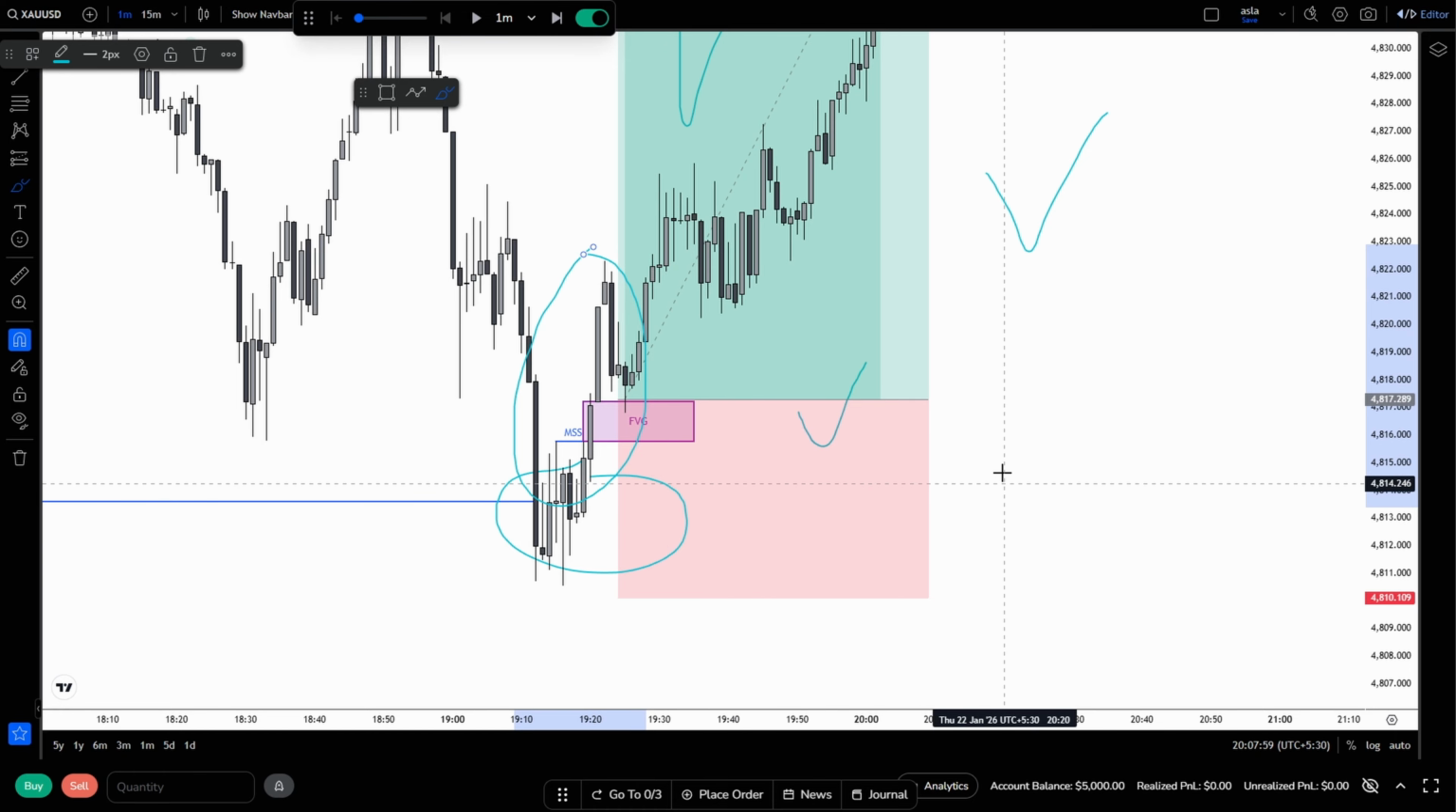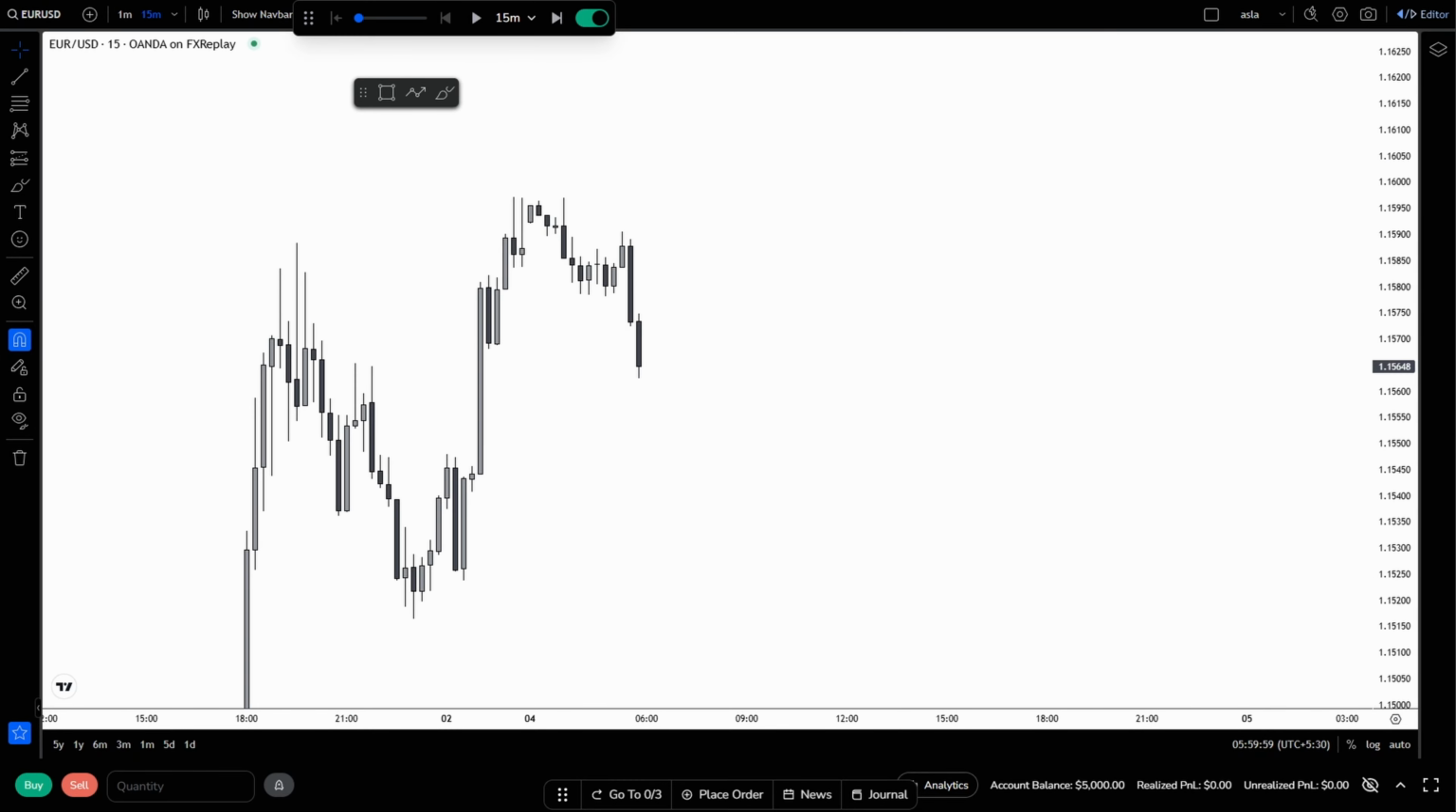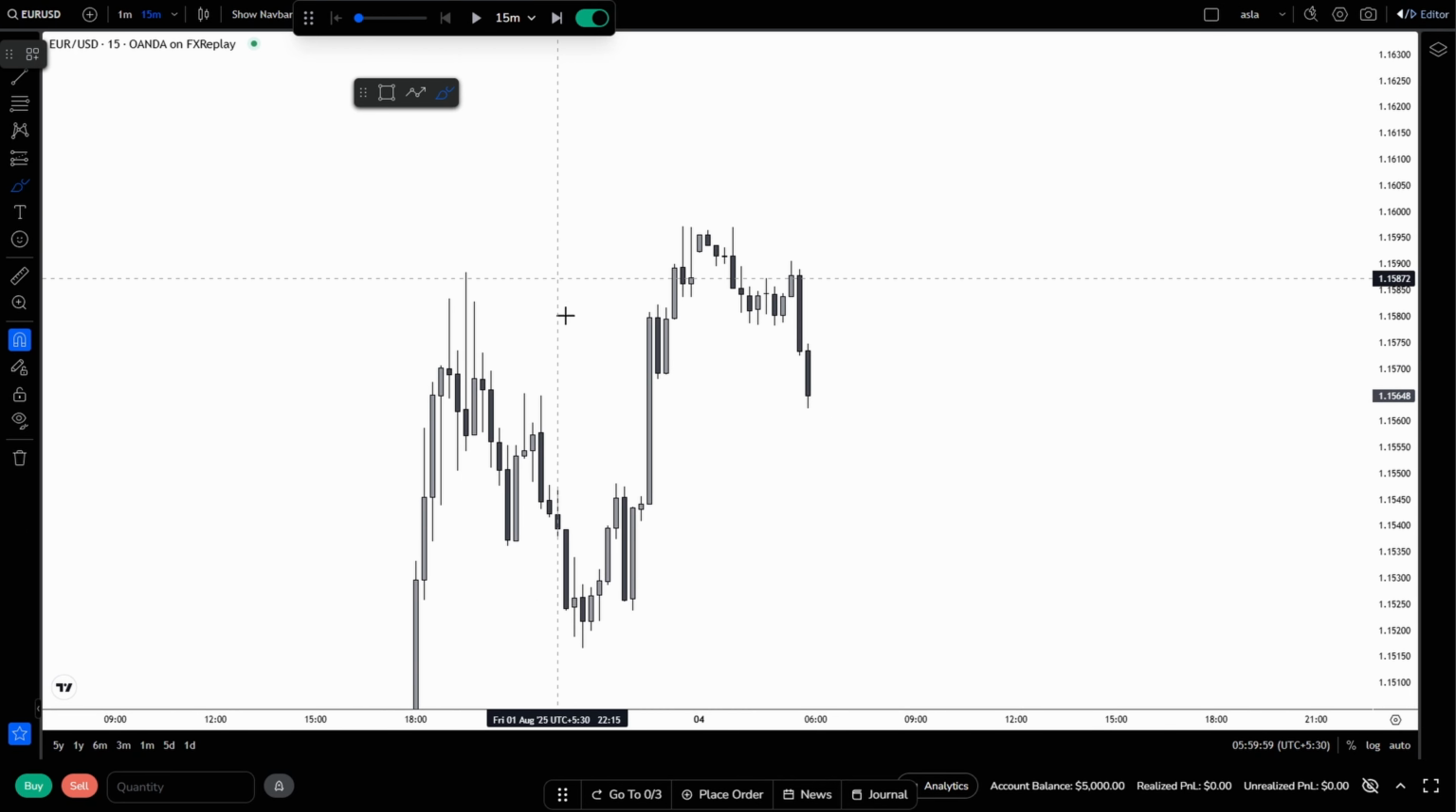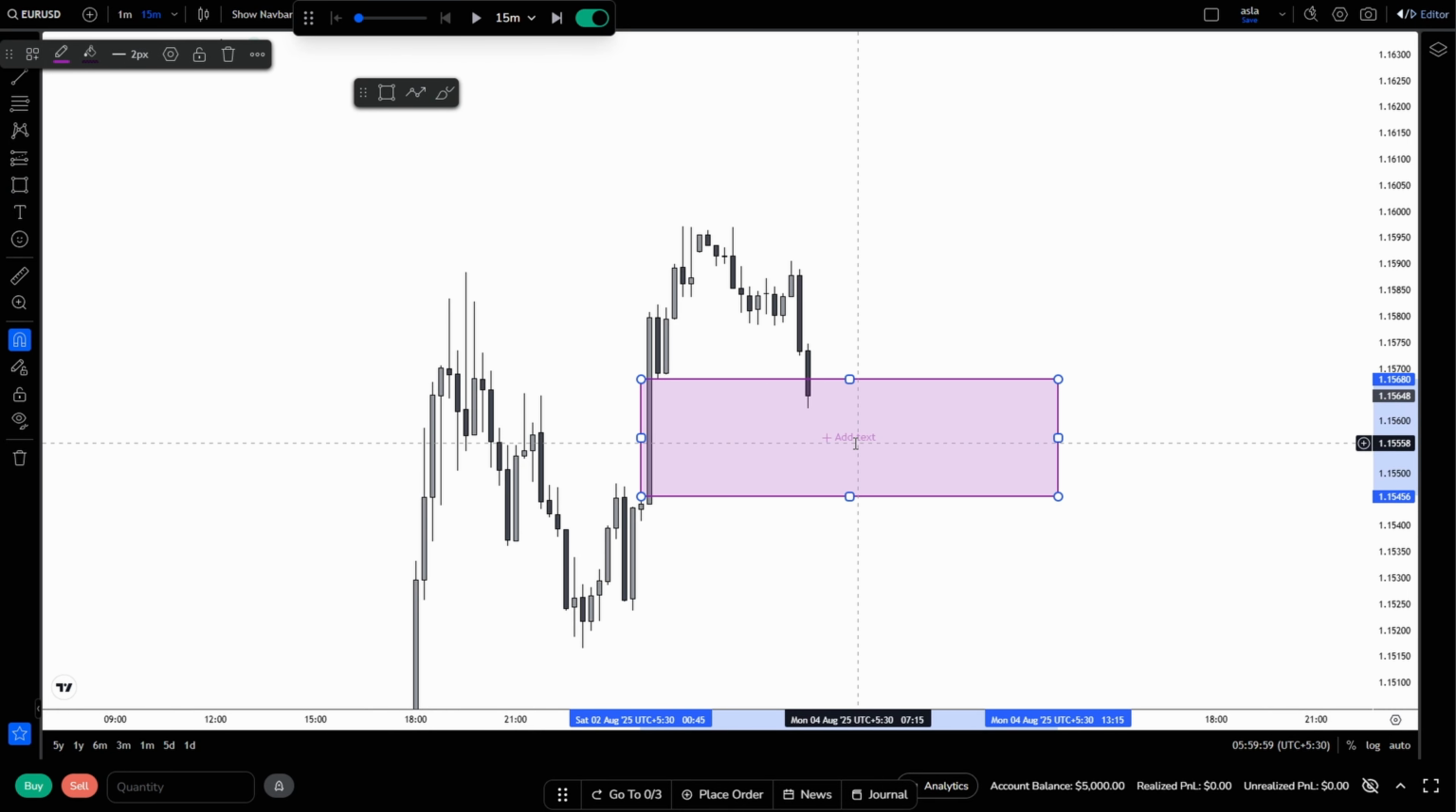That displacement is what confirms the shift. Now let's go ahead and look at a few more examples so you can see this repeated again and again. Now let's look at another example right here. Price comes back down into a 15-minute fair value gap. This is another situation where a long trade could potentially form.